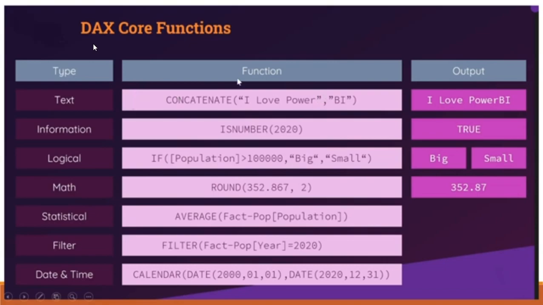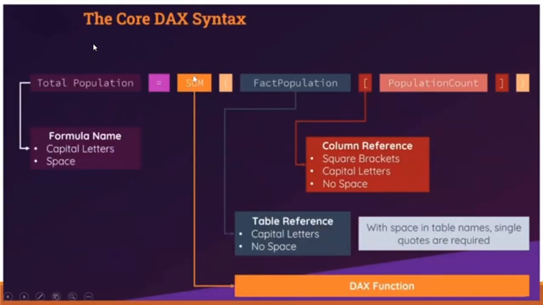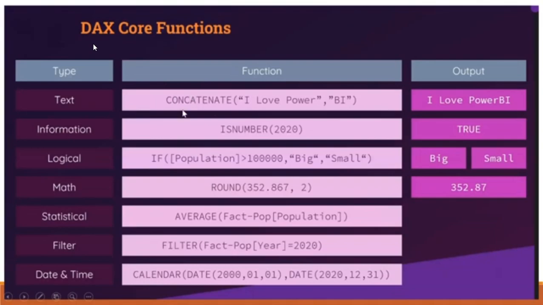So in text, one of the examples is concatenate. You specify the function, similar to sum, and the function here is the concatenate function, where you are combining these two values, "I love Power" and "Power BI", and the result will be "I love Power BI".